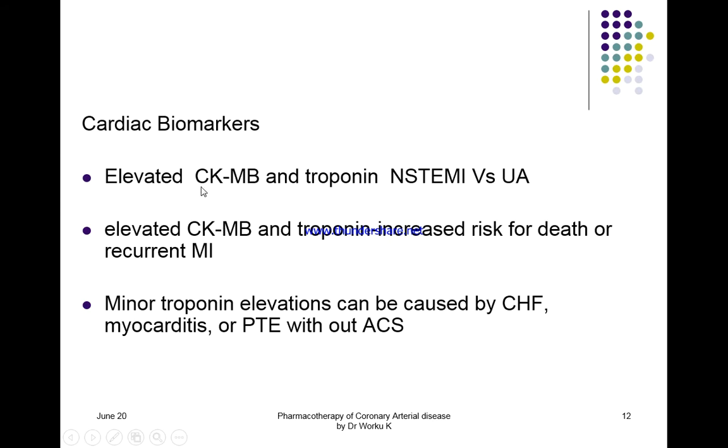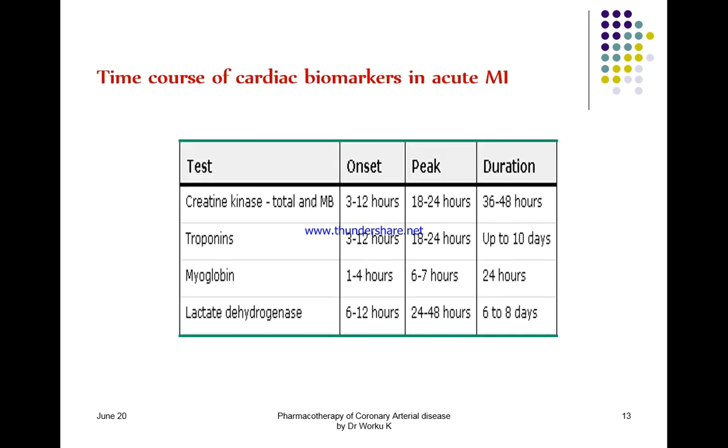Cardiac biomarkers, like we have said, elevated CK-MB and troponins, help differentiate whether the ischemia is non-ST elevation MI or unstable angina. Elevated CK-MB and troponin increase the risk for days, and show you the chance of recurrent myocardial infarction. Minor troponin elevation can be caused by congestive heart failure, myocarditis, and pulmonary thromboembolism without acute coronary syndrome. But troponin T is almost specific to cardiac conditions.